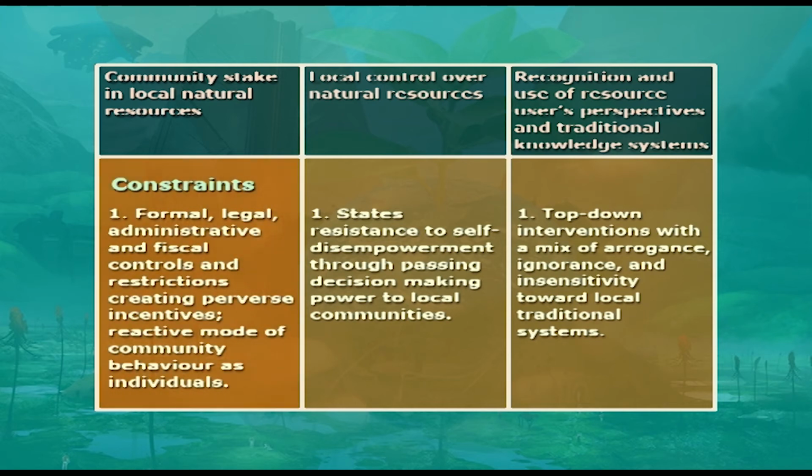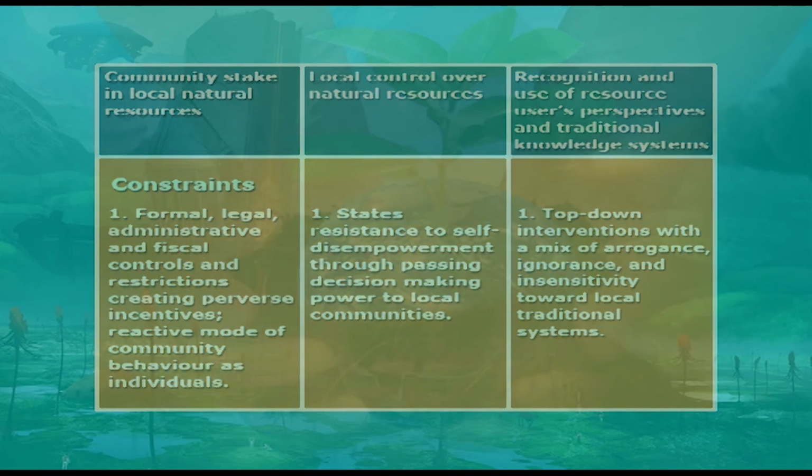We have formal legal, administrative and fiscal controls and restrictions creating perverse incentives, a reactive mode of community behavior as individuals. Then, state resistance to self-disempowerment through passing decision making power to local communities. Top down interventions with a mix of arrogance, ignorance and insensitivity toward local traditional systems.